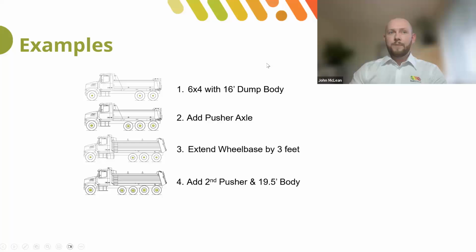So to demonstrate the process of modifying a vehicle, I'll take you through a live demo using our axle weight calculator. We'll start with a 6x4 chassis and a 16-foot dump body to demonstrate our baseline carrying capacity. Next, we'll add a pusher axle and compare the new carrying capacity to our baseline vehicle. In step 3, I will increase the wheelbase by 3 feet and show you how axle spacing affects the overall bridge limit and turning radius. And finally, we'll add a second pusher and a longer body to optimize our dump truck.